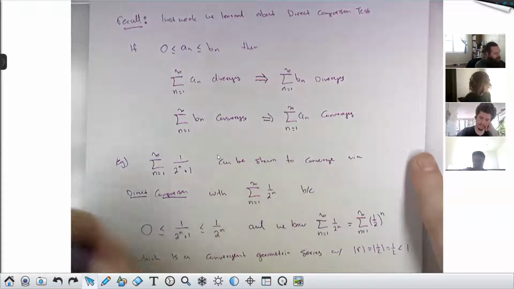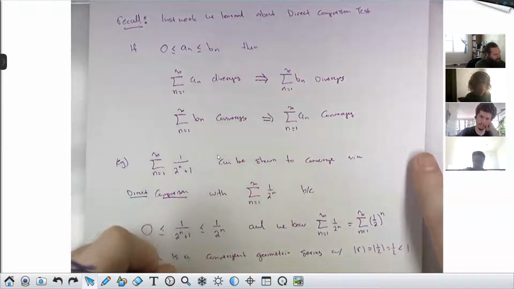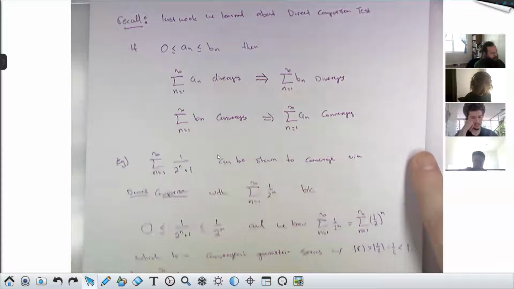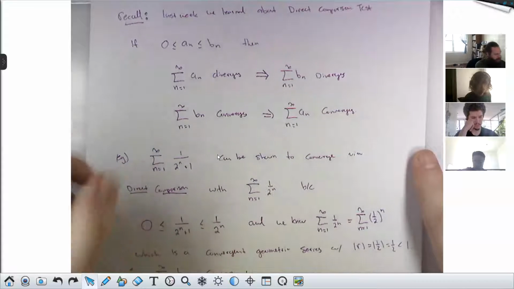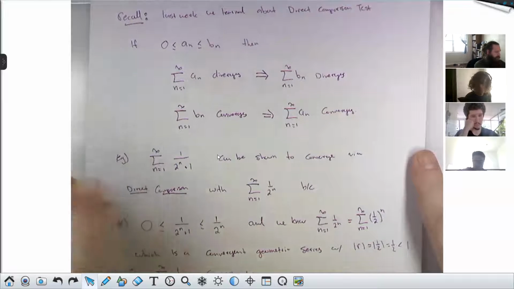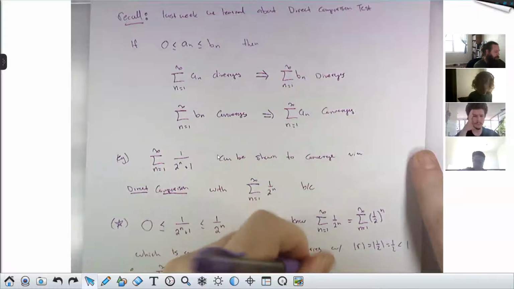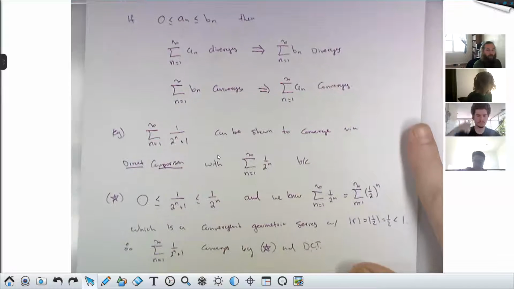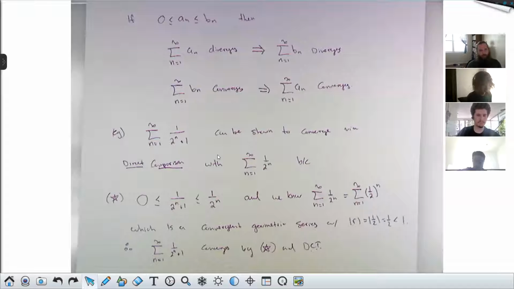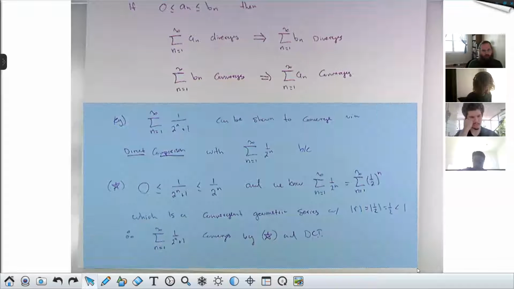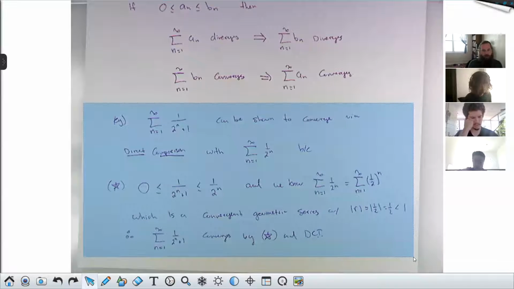Therefore, sigma n from 1 to infinity, 1 over 2 to the n plus 1 converges by the inequality here, which I'll call star, and DCT, direct comparison test. The question I would like to pose to you, so this should be familiar, right? This is an example we ran through in detail last week.